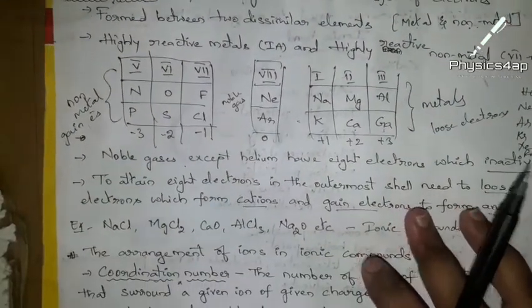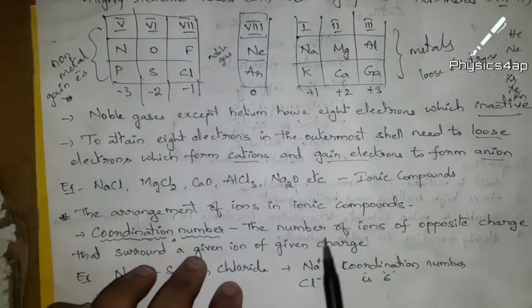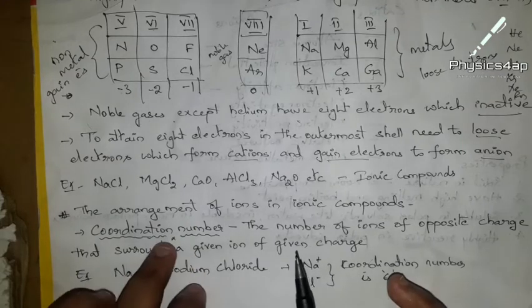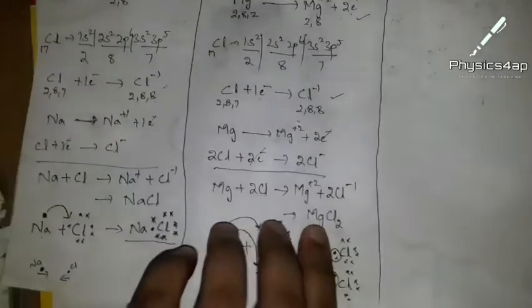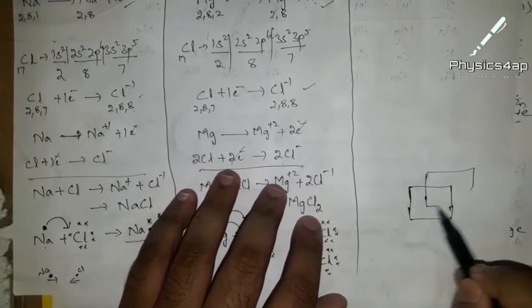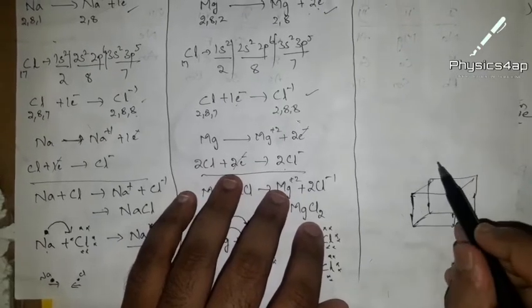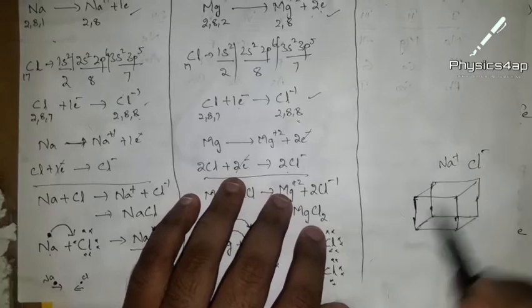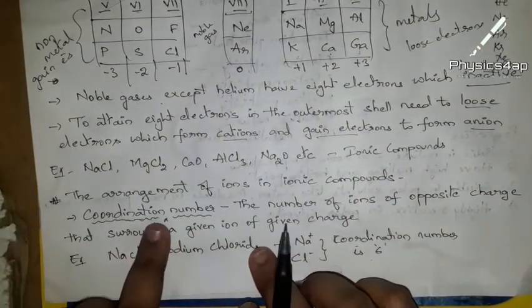Next, we are going for the next one, which is the coordination number. What is meant by coordination number is the arrangement of ions in the ionic compound that we are going to discuss with the help of the coordination number. For example, if we take NaCl, we have a cubic structure for NaCl. So when we take the cubic structure for NaCl, all the Na+ and Cl- ions are arranged in this. How many Na+ and how many Cl- are arranged can be discussed with the help of the coordination number.